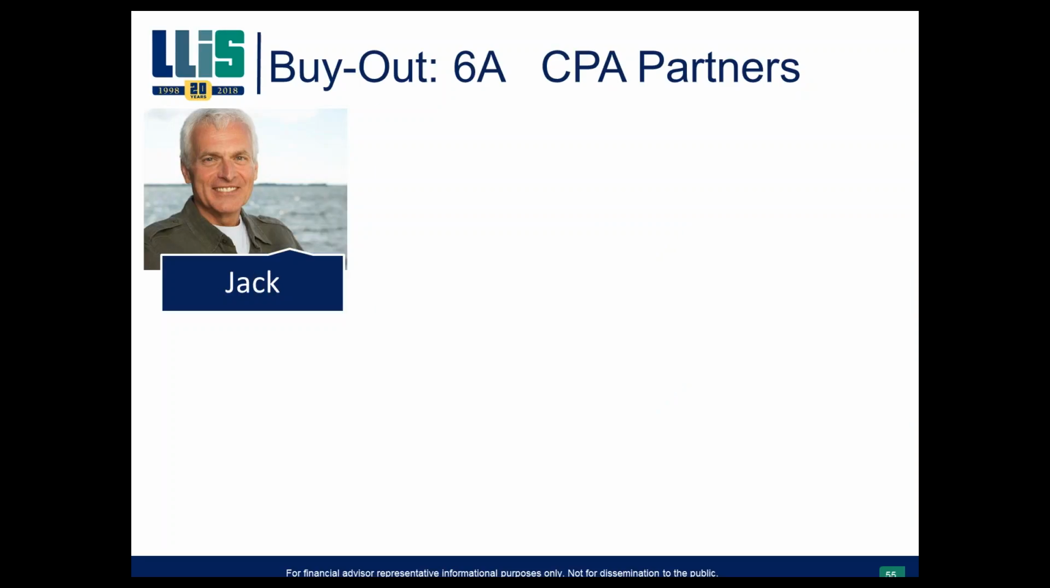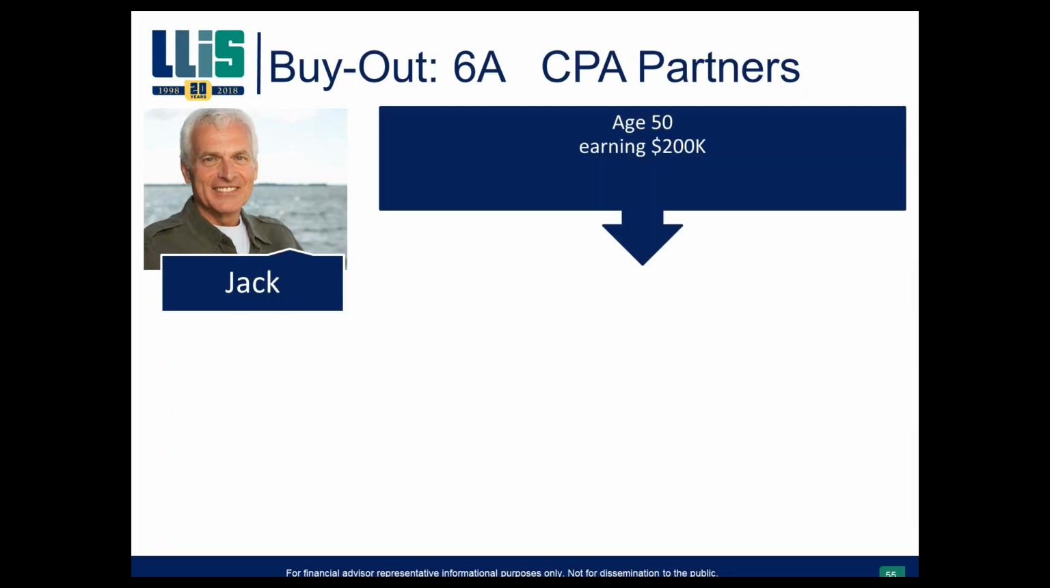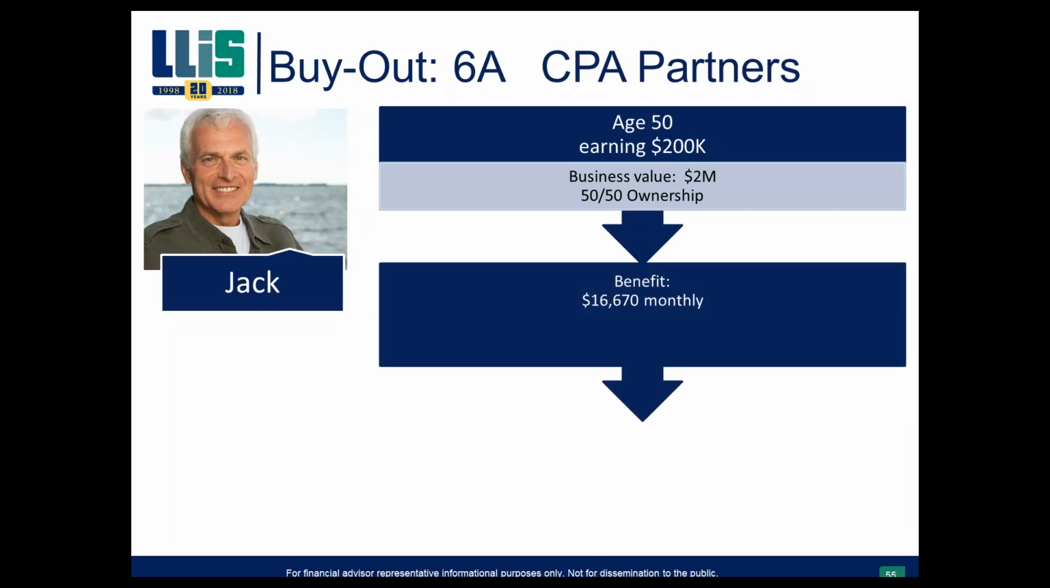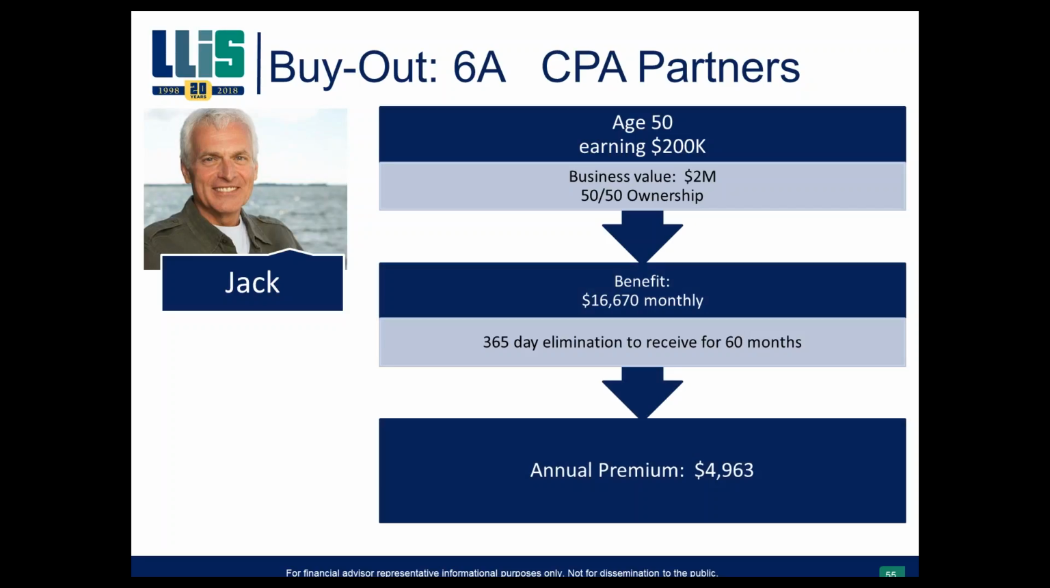Now his partner, Jack, is a little bit older. He's 50, same exact plan. He makes $200,000, 50-50 ownership, but his premium is going to be slightly more, just under $5,000, and that's roughly because he's older than John. But these are just some illustrations as to how these plans work.